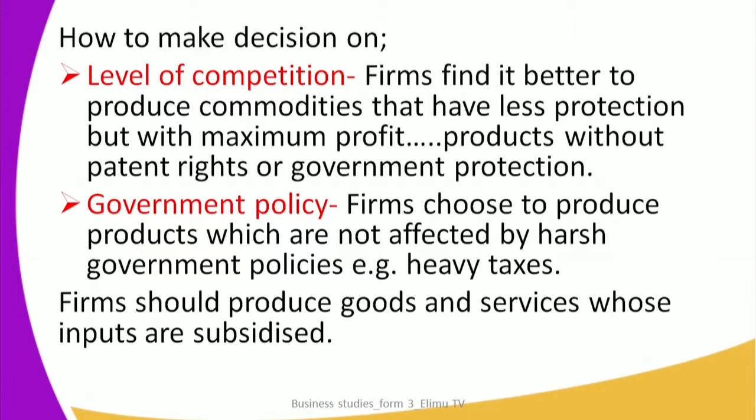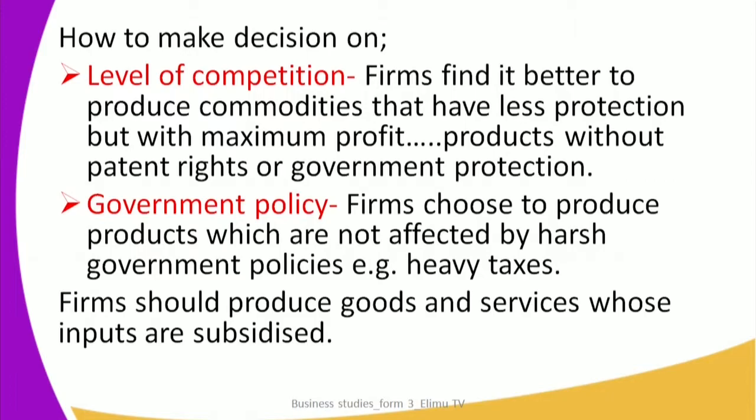Number 2, the other one was the government policy. And you're supposed to say that farms are supposed to choose to produce products which are not affected by harsh government policies like taxation. Because remember, I told you that the government uses taxation as a way of trying to discourage the consumers from consuming a product by heavily taxing a product.